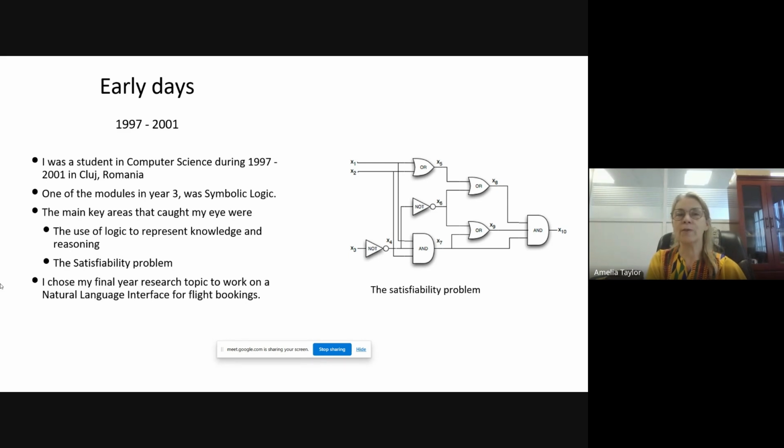So, for example, if a flight would not be available in the database, it wouldn't just say no or give no answer, but it would explain that, well, we don't have a flight for this period, but there are these other options for you. So this is the work I chose to do as an undergraduate student in 2001.